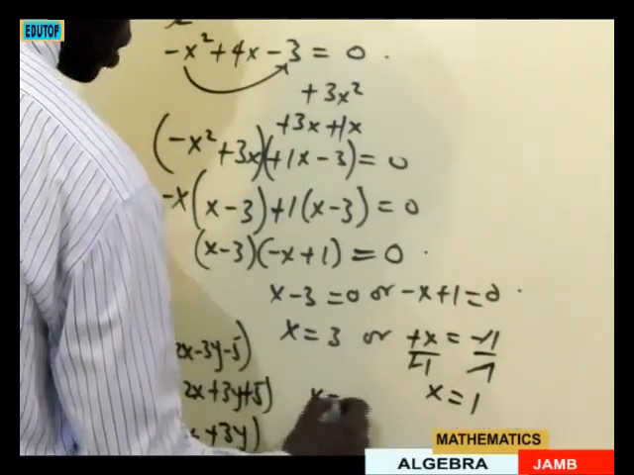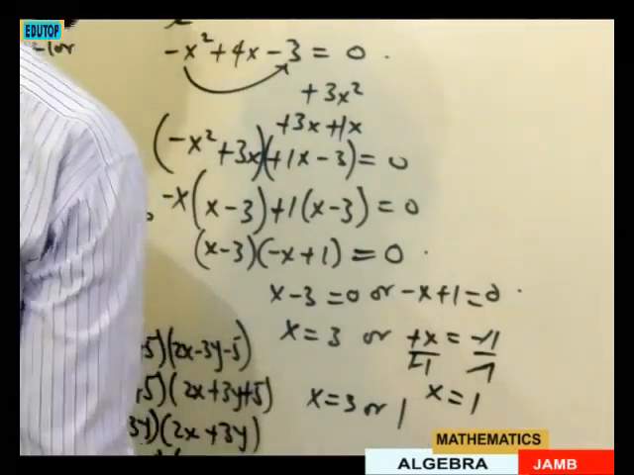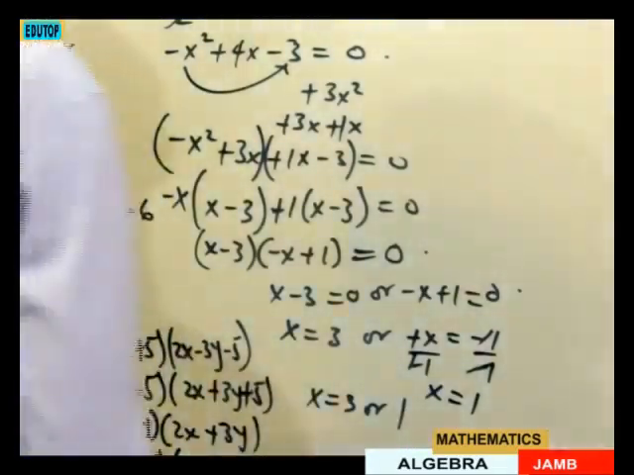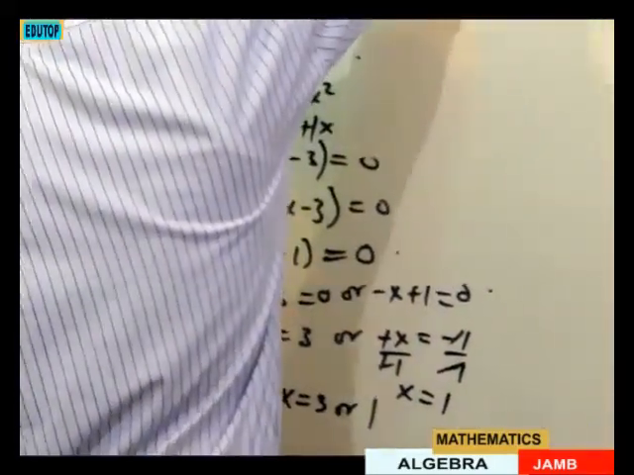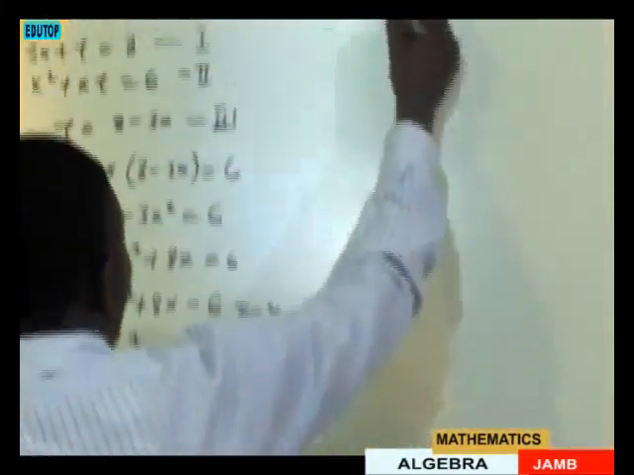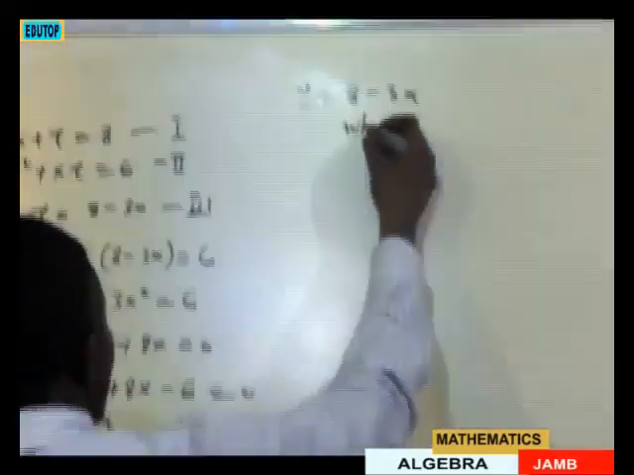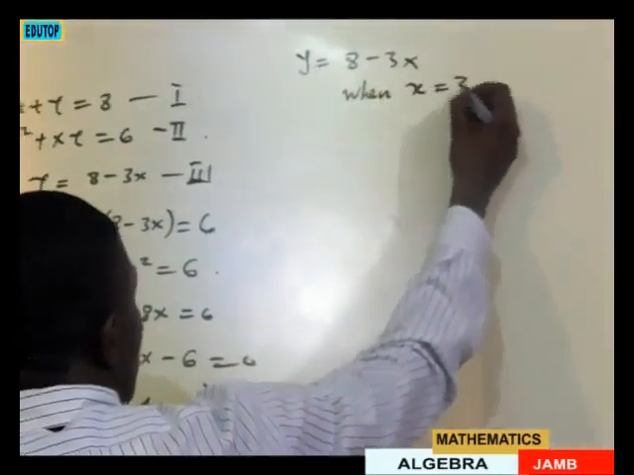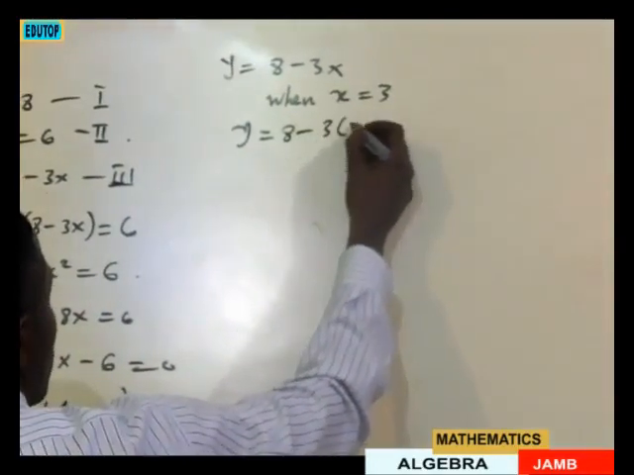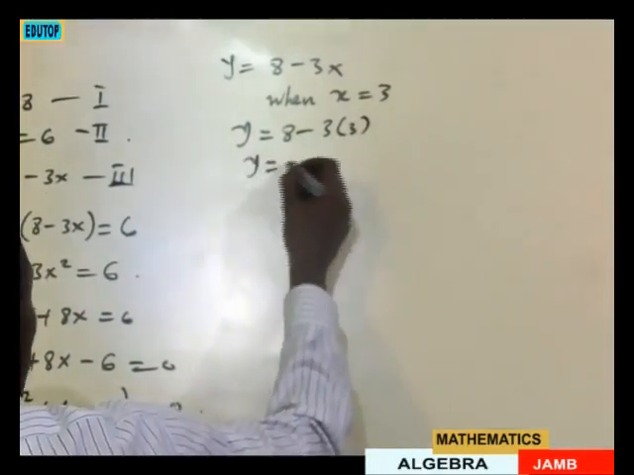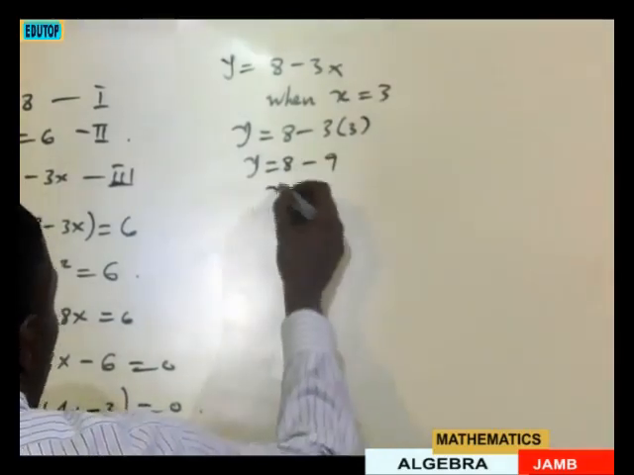That means x equals 3 or 1. Then I cannot use any of the two equations to get my y. Or I can use equation 3, which is y equals 8 minus 3x. When x equals 3, I have y equals 8 minus 3 into 3. That's y equals 8 minus 9. And my y equals what?